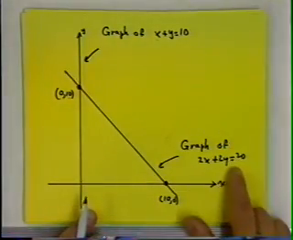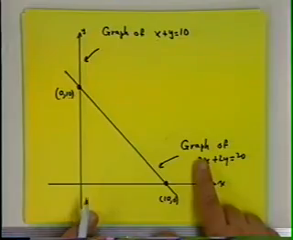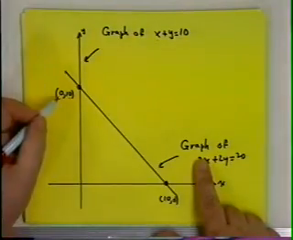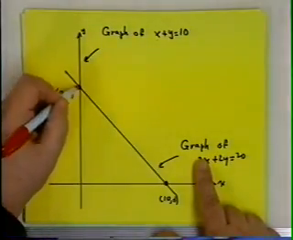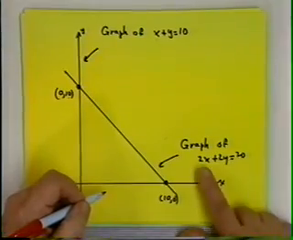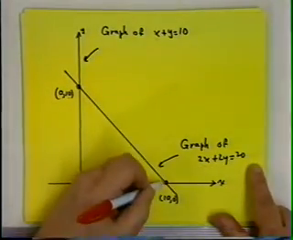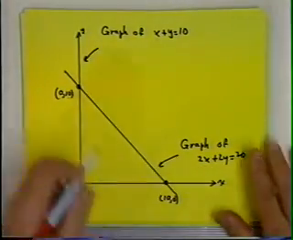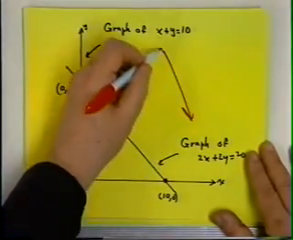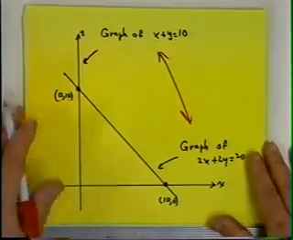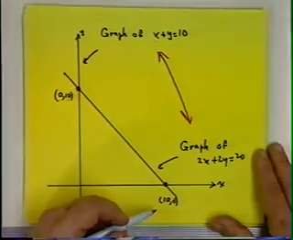Now how would you graph 2x plus 2y? When x is 0, y is 10. That's still the same point. When y is 0, 2x is 20. That says x is 10. This is the same point. Both of these are what? Two different ways of stating the same relationship.